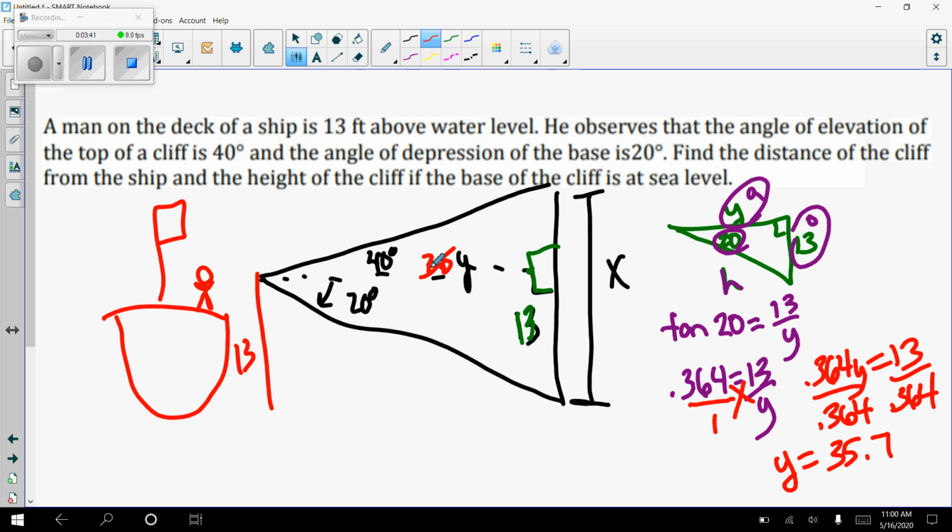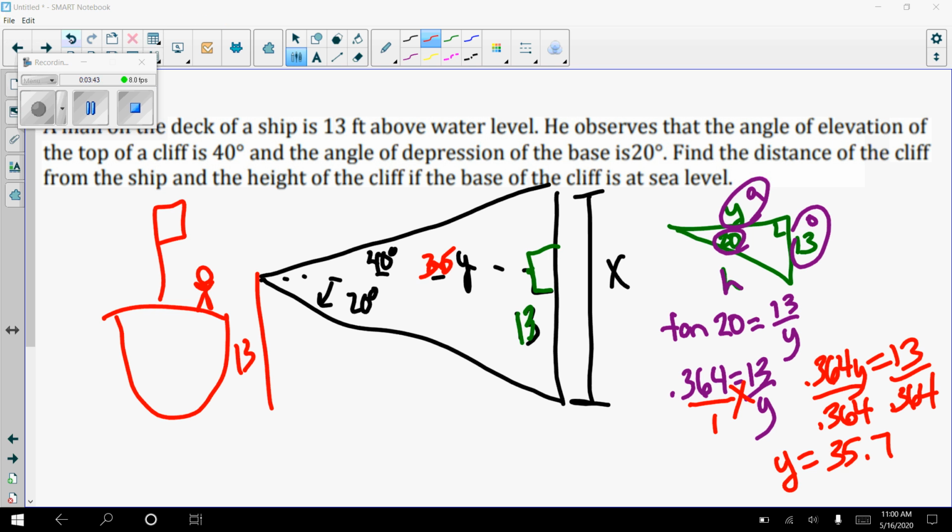Let me just undo all of that and start again by writing that. So this was 35.7. Okay, that looks better. Now that we're done with that part, we want to find the height of the cliff. I called this whole thing x, but we need to find that, because the big triangle isn't a right triangle. Trig only works with right triangles.